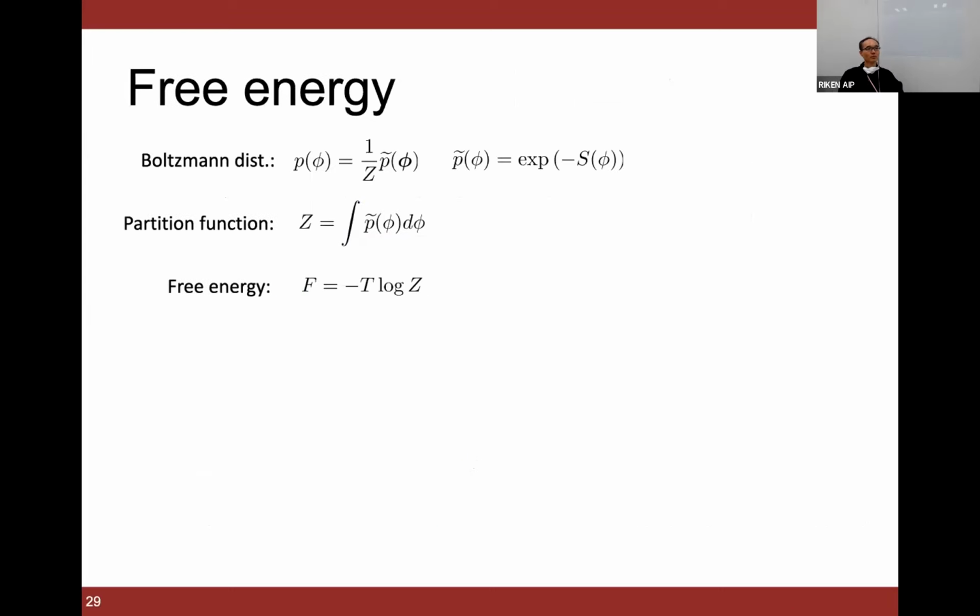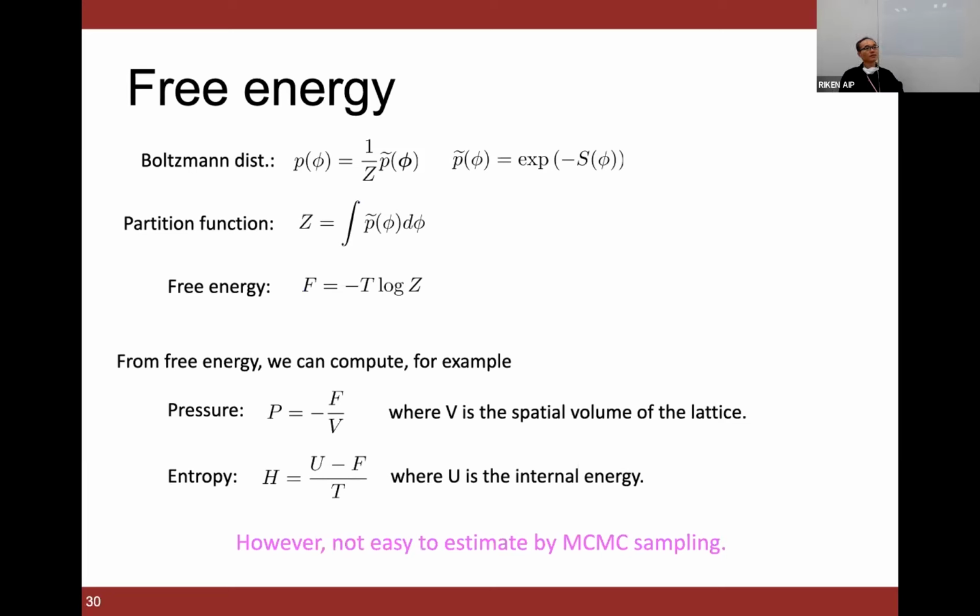Okay, let's move on to think about free energy. Free energy is defined as in the third equation, where T is the temperature and Z is the partition function of the Boltzmann distribution. If we get the free energy, we can compute several important variables like pressure and entropy. But actually, estimating free energy is not as easy as other observables like energy or magnetization.